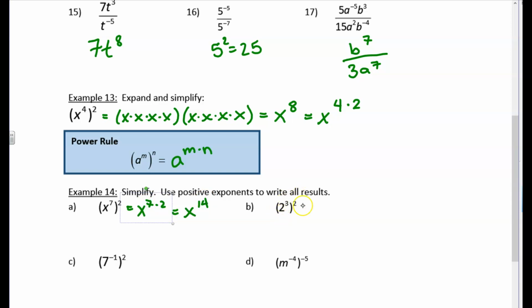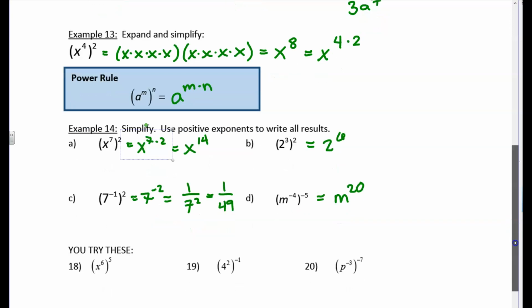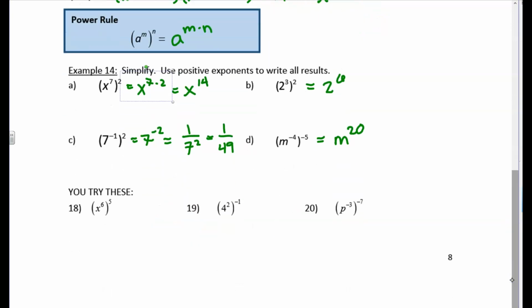2 to the 3rd squared becomes 2 to the 6th. And 7 to the negative 1 squared becomes 7 to the negative 2. I don't like negative exponents, so I flip it to become 1 over 7 squared. I can go ahead and evaluate that to get 1 over 49. And then here, m to the negative 4 times negative 5, we multiply those together to get m to the positive 20, and now I don't have to worry about any negative exponents. I want you guys now to try these three on your own.